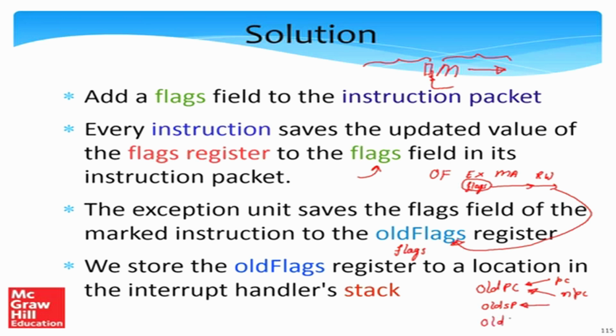And also old flags. This stores the value of the flags register. We essentially have two 1-bit flags, flags.e and flags.gt. But let's treat it as a 32-bit register for the sake of simplicity. So the flags that the marked instruction sees or updates will be stored in the old flags register once the marked instruction reaches the end of the pipeline. So these are the three registers that we add. They are not visible to normal programs. They're visible only to special programs like interrupt handlers. That's the reason we call them privileged registers, right? They're privileged, they're special.